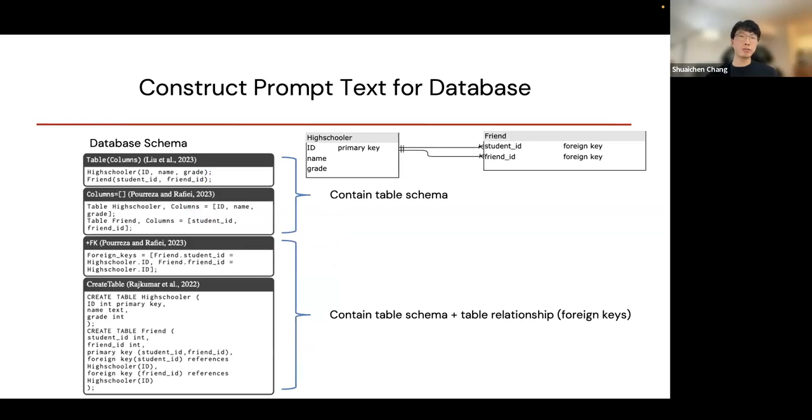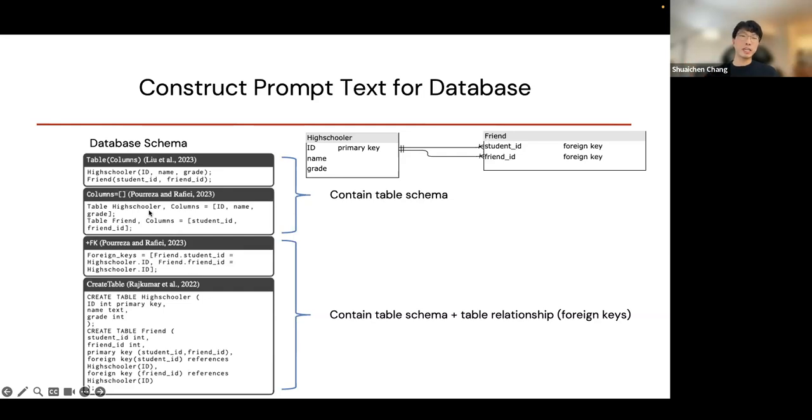And in this case, we have different ways to represent the database information, because we need to represent the structured information as unstructured text. Apparently the most important thing about a database is what tables there are and what columns are in each table. So this information is necessary in almost every work. But some work also found different ways to represent other information.